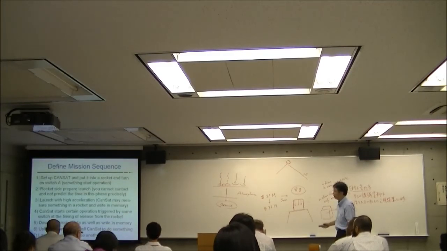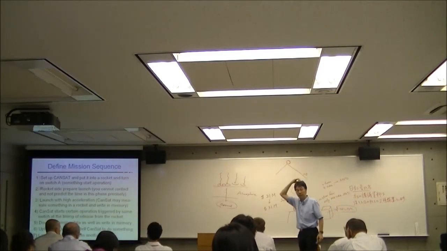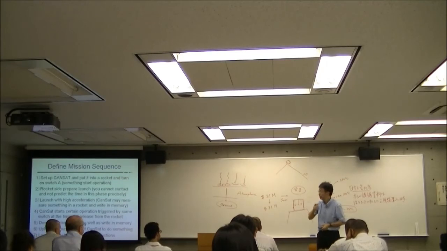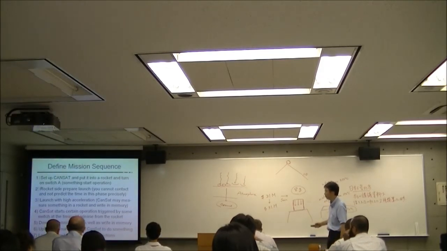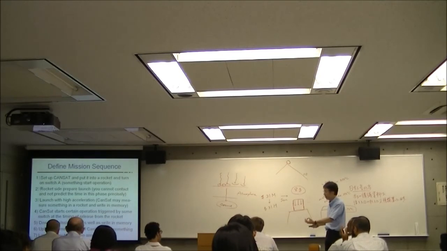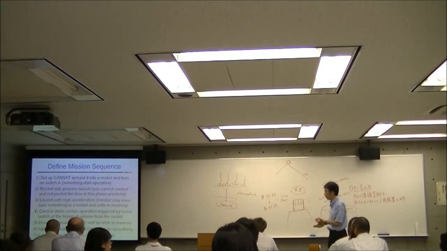Okay? And the CanSat starts a certain operation triggered by some switch at the time point of release from the rocket. At some altitude, the rocket will release the CanSat. And maybe the CanSat gets some trigger. For example, the release from the rocket may be a trigger. And then CanSat starts some operation. And during the descent, the CanSat downlinks mission data to the ground station, as well as writes them in the memory. And maybe you can send some command to tell the CanSat to do something. It may also be possible.